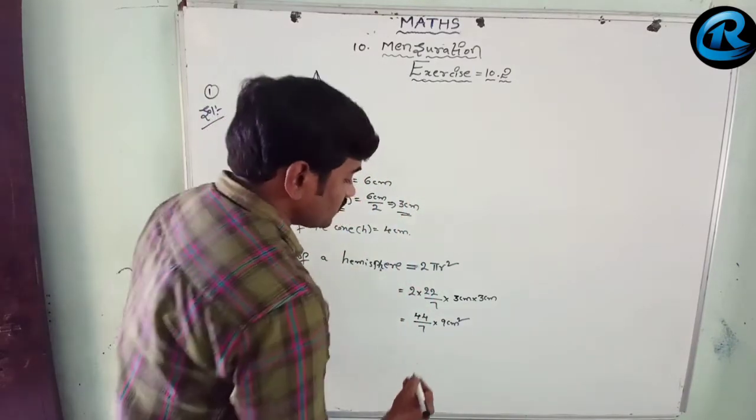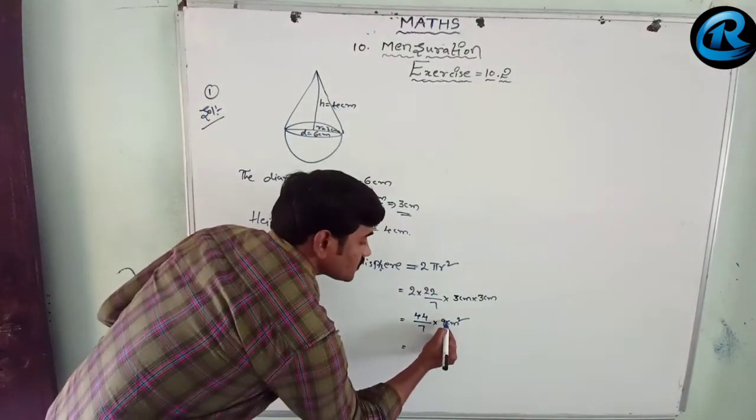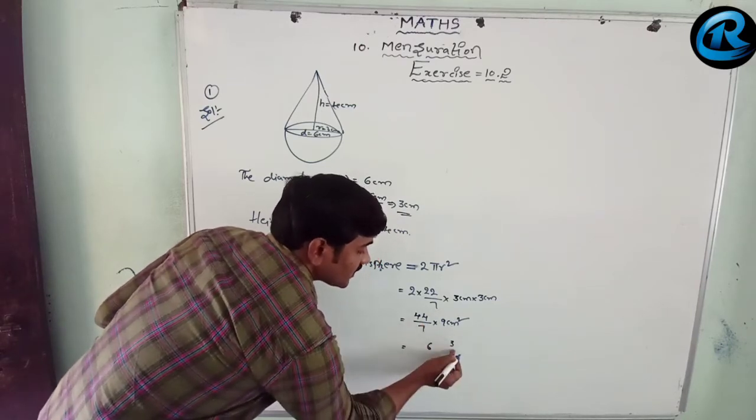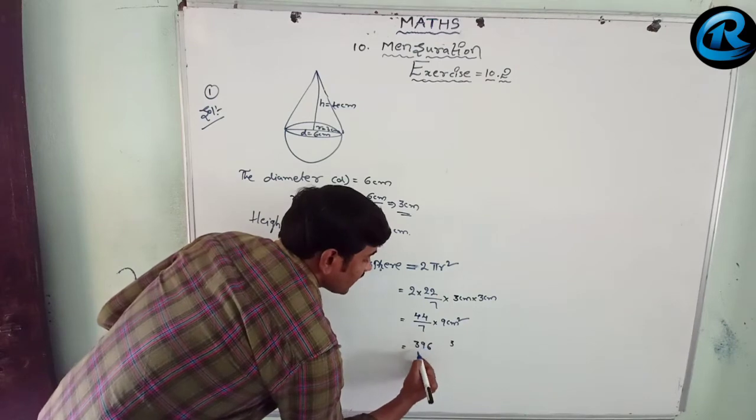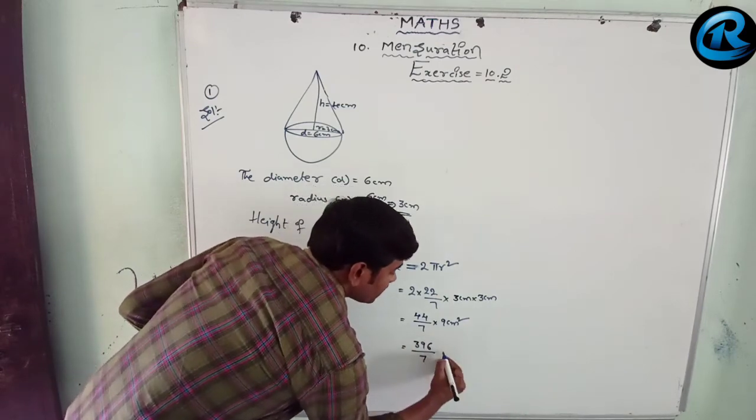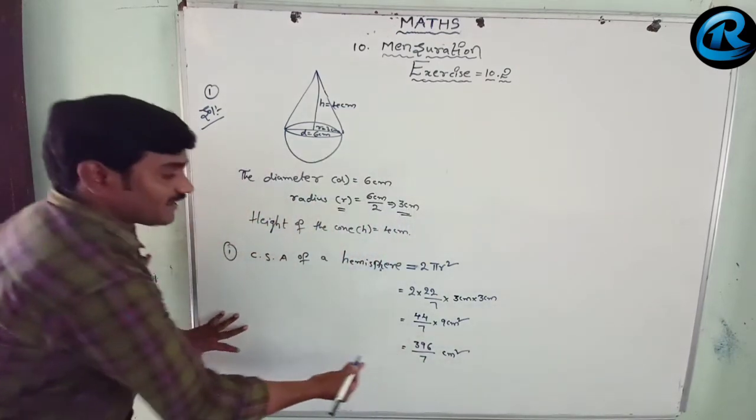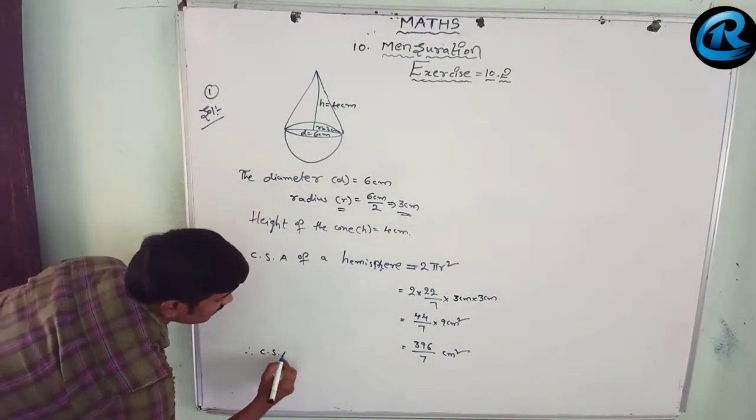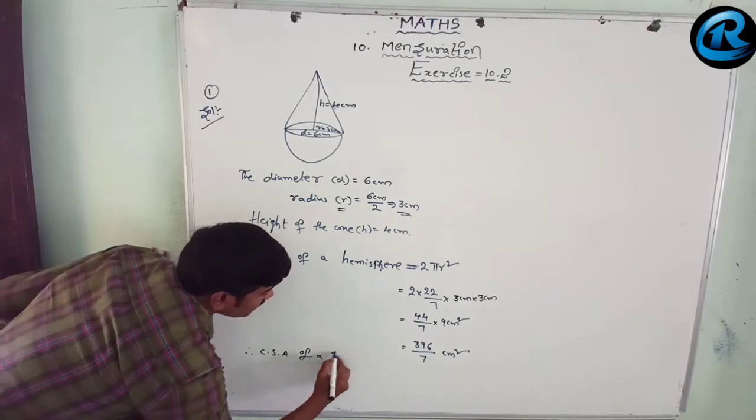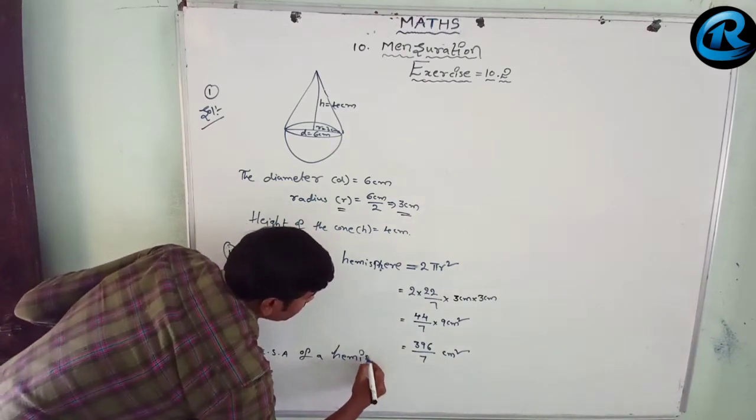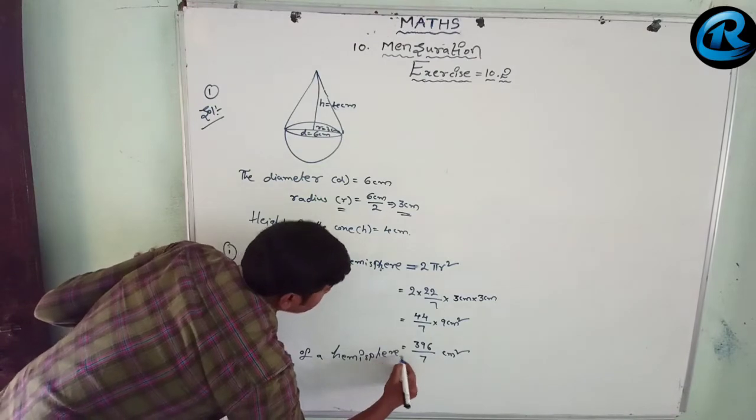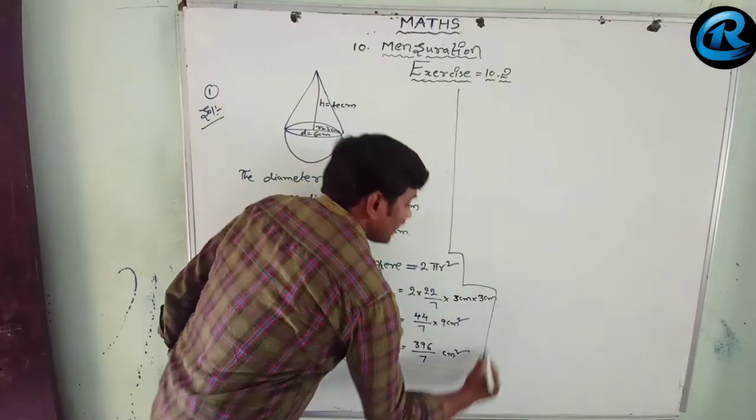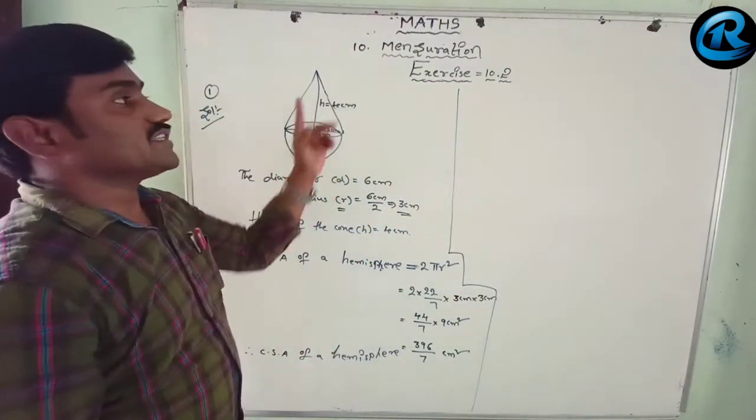Let us multiply this. 9 4s are 36, 3 carry. 9 4s are 36 plus 3, 39. So 396 by 7 centimeter square. We will keep it like this only. This is the curved surface area of the hemisphere. Therefore, the curved surface area of the hemisphere equals 396 by 7 centimeter square. Then later we go for the curved surface area of the cone.